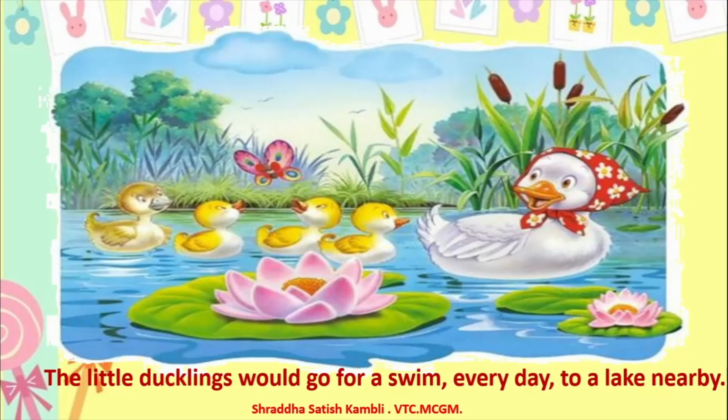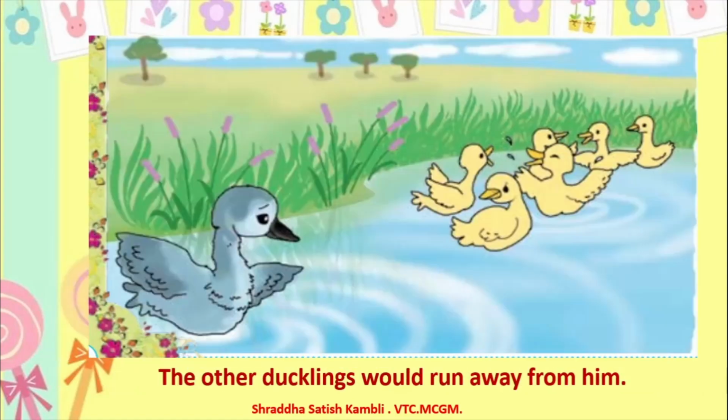So now the little ducklings would go for a swim every day to a nearby lake. I told you, ducks are animals like hens, but they can swim well. So the mother duck, like your mother takes you to the garden or to the park to play, in the same way the duck used to take the ducklings to swim every day to a very beautiful, nice lake very close to their house. All of them used to go. The ugly duckling also used to go with them.